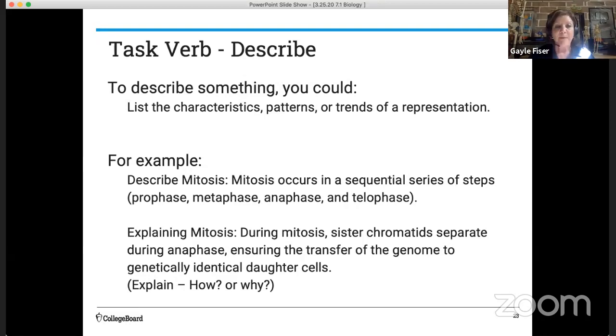If you describe mitosis, you could say, mitosis occurs in a sequential series of steps: prophase, metaphase, anaphase, and telophase. But if you were explaining mitosis, you could say something like this: during mitosis, sister chromatids separate during anaphase, ensuring the transfer of the genome to genetically identical daughter cells. So explain is more the how or the why of something.